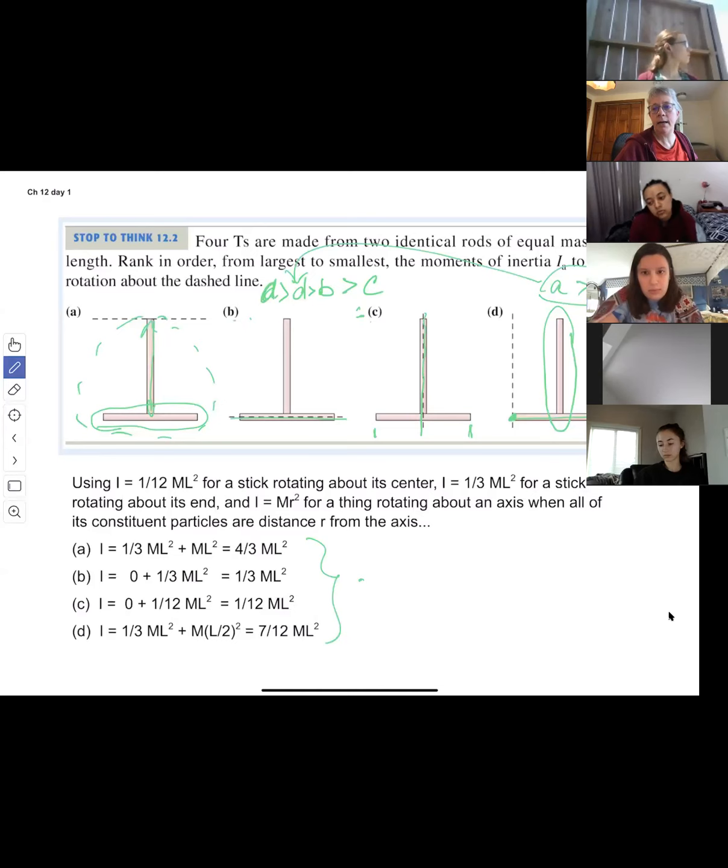Yeah, I wanted to ask, when we're doing these calculations and you say that this object has more mass away from the center of rotation, are we assuming that these objects have one center of mass, like the mass is concentrated at one point?